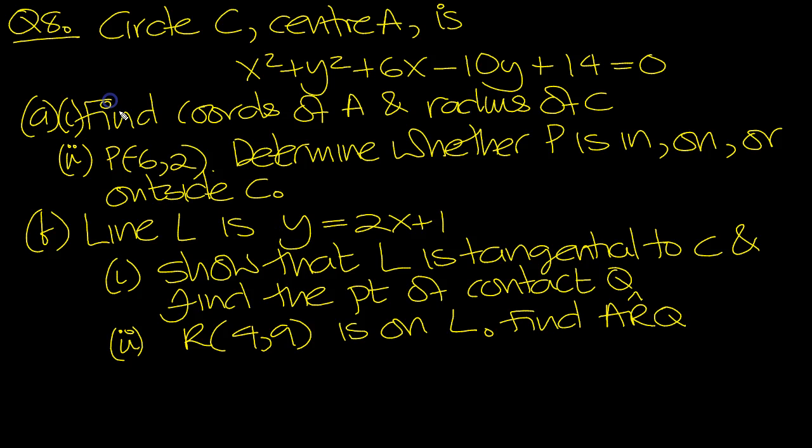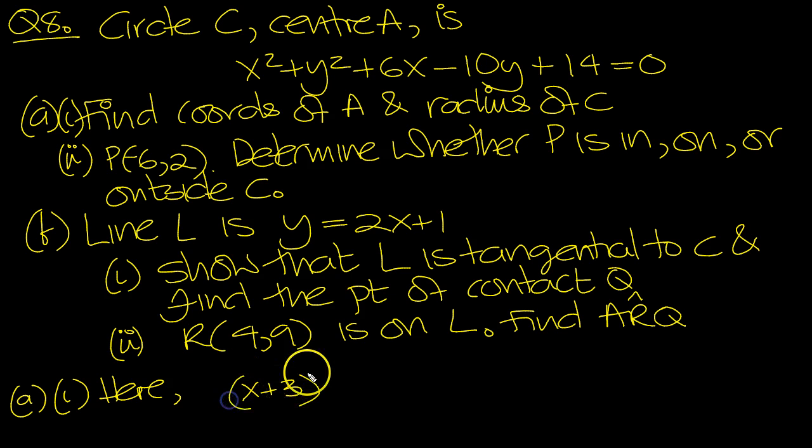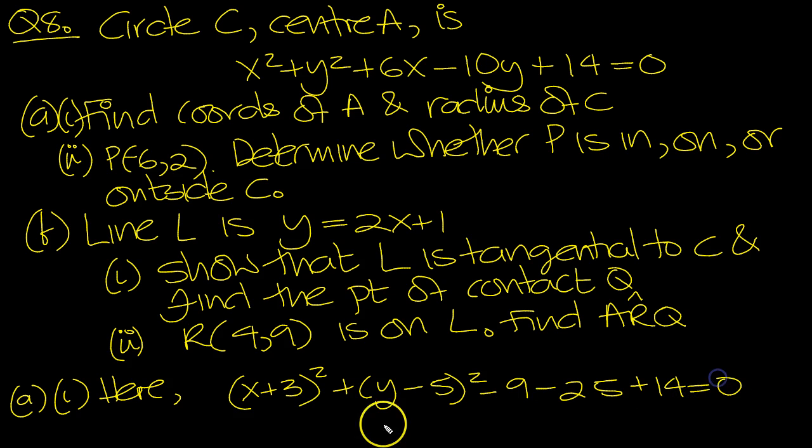Okay, so here's the question in summary form then. Find the coordinates of A and the radius of C. So let's write this in the standard form then. So here, part A, part 1. Well, half the 6 to 3, so we get x plus 3 squared, plus, and then half the minus 10 to minus 5, and write down squared. This is a 9, so we need a minus 9. This is a 25, when we expand the brackets, we need a minus 25 for it to disappear, and we already have a 14 here, so put that in, equals 0.